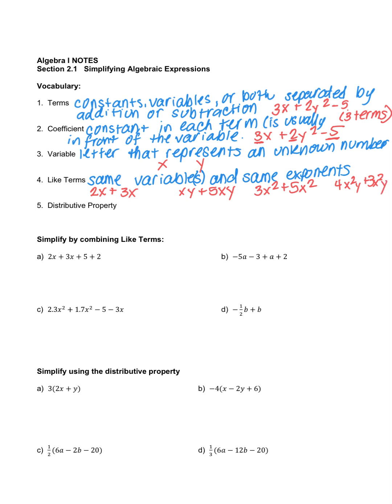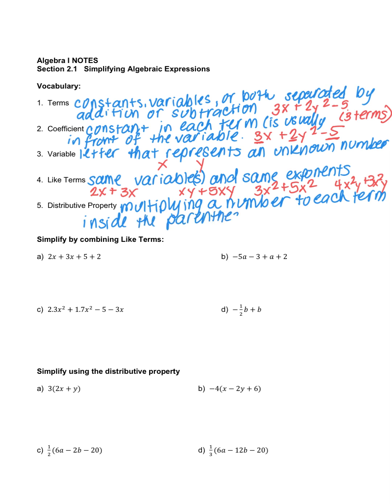Number 5, distributive property. Let's go ahead and write that definition. Multiplying a number to each term inside the parentheses it is being multiplied to.